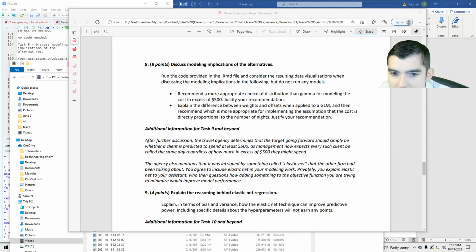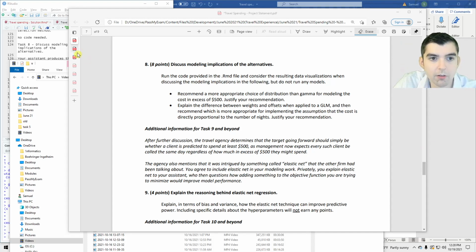The agency also mentions that it was intrigued by something called elastic net that the other firm had been talking about. You agree to include elastic net in your modeling work. Privately, you explain elastic net to your assistant, who then questions how adding something to the objective function you're trying to minimize would improve model performance. Explain the reasoning behind elastic net regression. Explain in terms of bias and variance how the elastic net technique can improve predictive power. Including specific details about the hyperparameters will not earn any points.